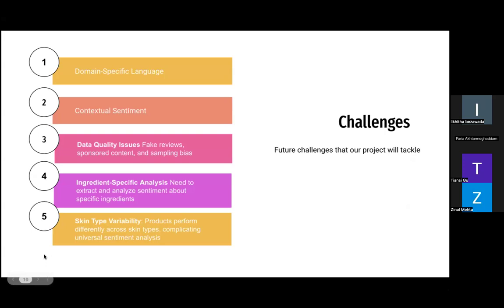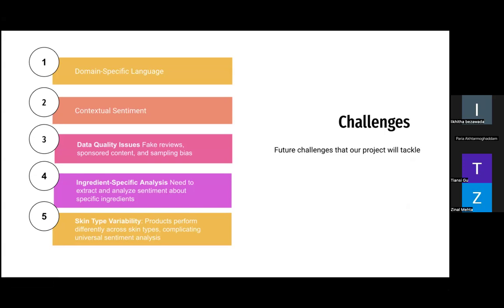As we move forward with the skincare review analysis, there are several future challenges that we might face. First, domain-specific language like pore-friendly or acne-safe can be tricky for models to understand. Second, contextual sentiment is important. Words like oily can have different meanings depending on the context.